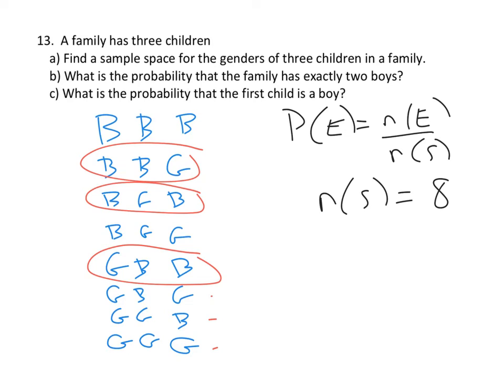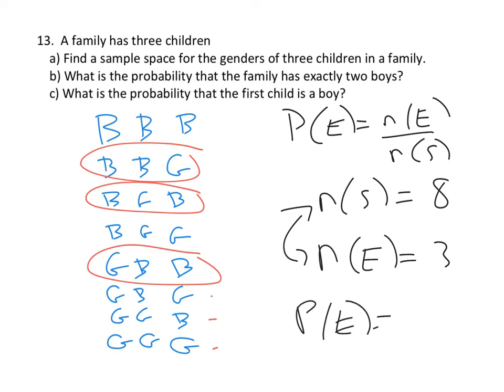So N of E equals 3. Maybe I should have written these in the other order, just so you don't get confused with the division. But you want N of E on the top, N of S on the bottom. So P of E is 3 out of 8.